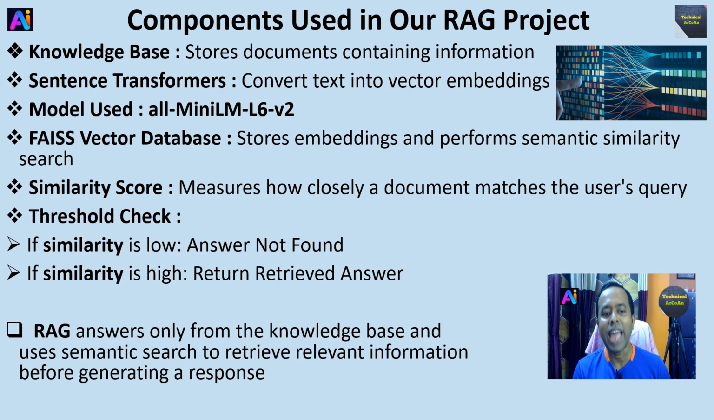Okay, so RAG answers only from the knowledge base and uses semantic search to retrieve relevant information before generating a response. A vector database always returns the closest match. Therefore, in a production RAG system, we use a similarity threshold. If the similarity score is too low, we reject the result and tell the user that the answer was not found in the knowledge base.